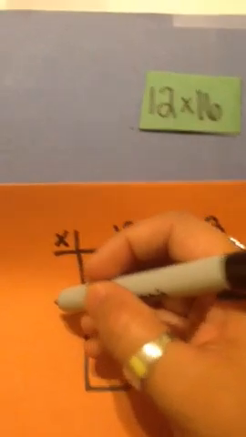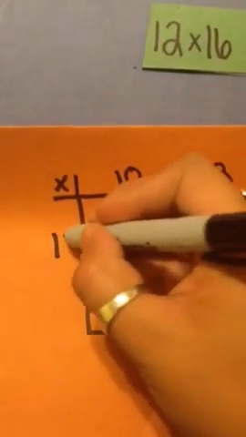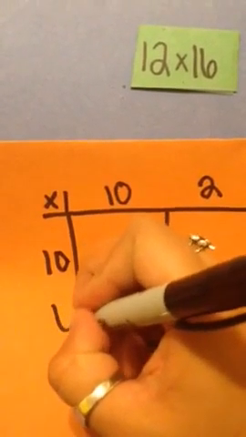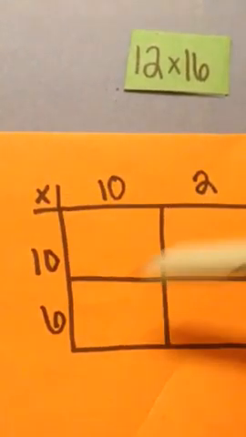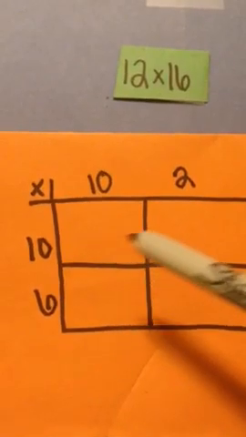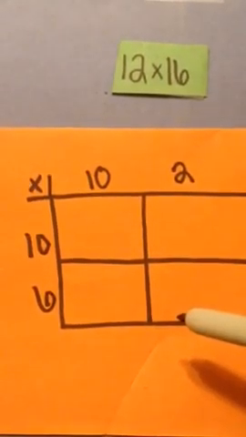So they can put 10 here and a 6 here. Or they can put the 6 here and the 10 here. It doesn't matter. Now, they're going to have to correctly demonstrate how to multiply these numbers to get the numbers on the inside of the box.